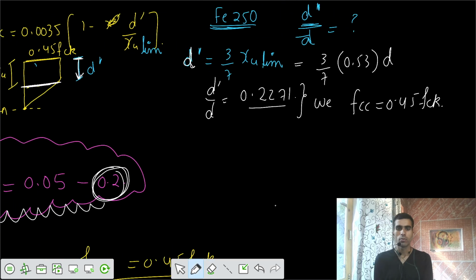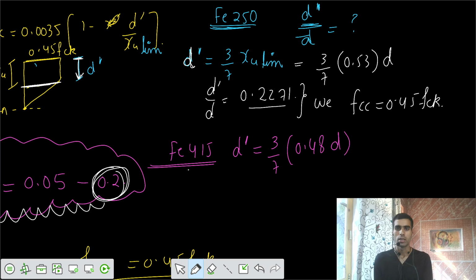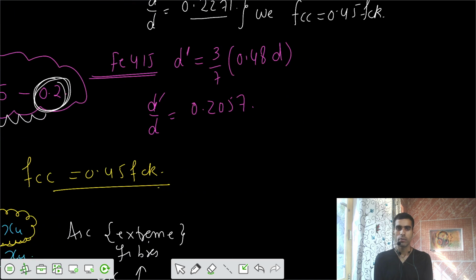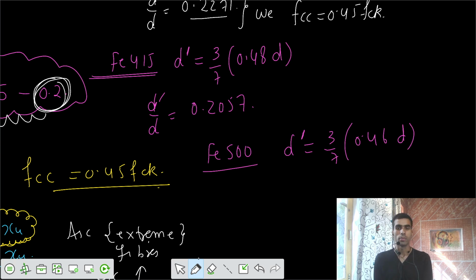And if you talk about FE415 and apply that same critical limit, d dash equal to 3 by 7 of XU limiting, your d dash by d comes to 0.2057. Similarly, for FE500, the critical value is 3 by 7 of 0.46 d, so d dash by d is in the range of 0.1971.